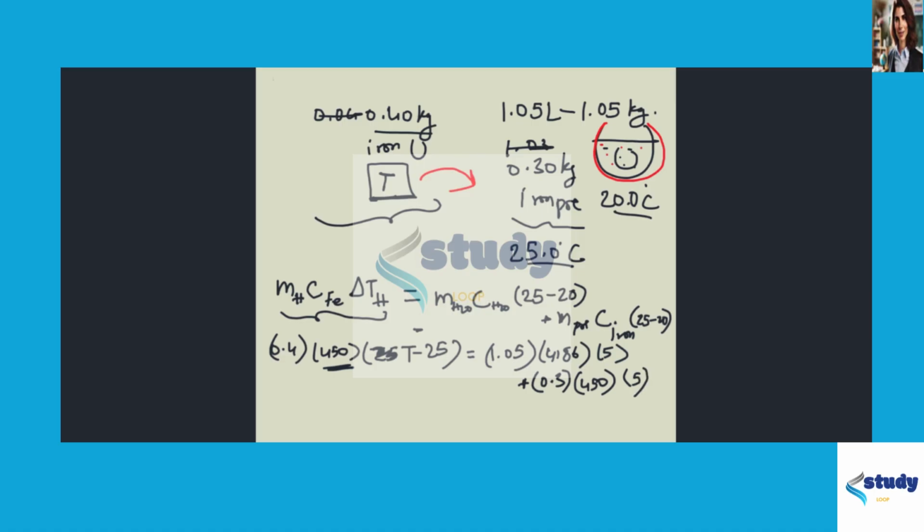By solving this equation, we can see that the temperature of the horseshoe is 150.8 degrees Celsius. But because our numbers have 3 or 2 significant digits here, we need to round it down to 2 significant digits, giving us 150 degrees Celsius.